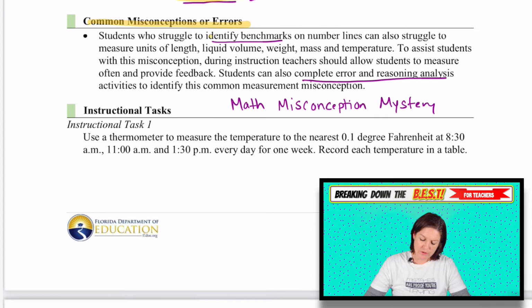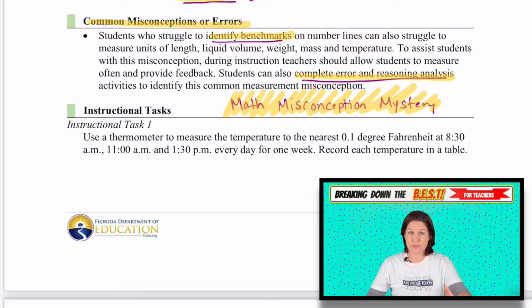Well, they might struggle to identify benchmarks on a number line. So we need to make sure that we talk about our answers a lot and complete error analysis and reasoning activities, which Math Misconception Mystery with the Silver plan does. And I'll show you the problem for that in just a minute.